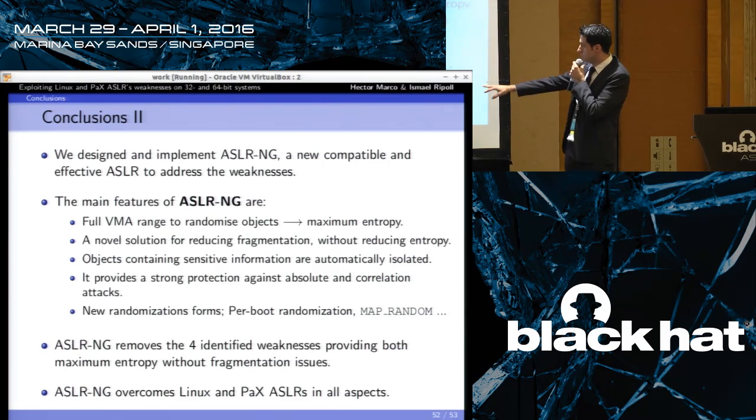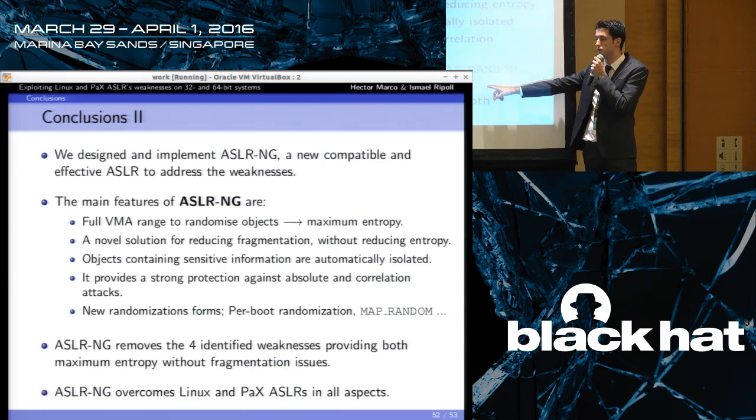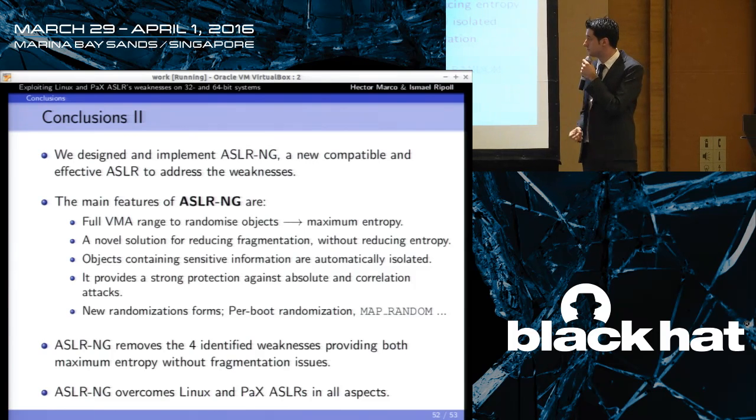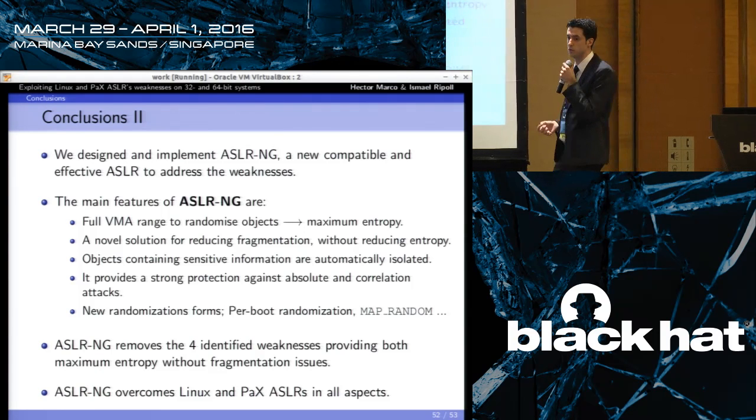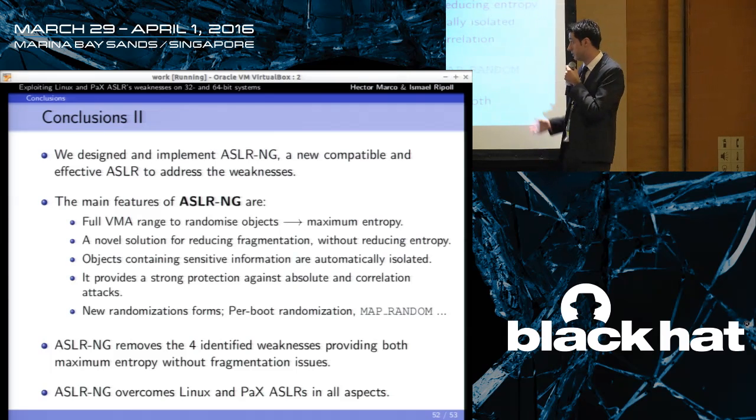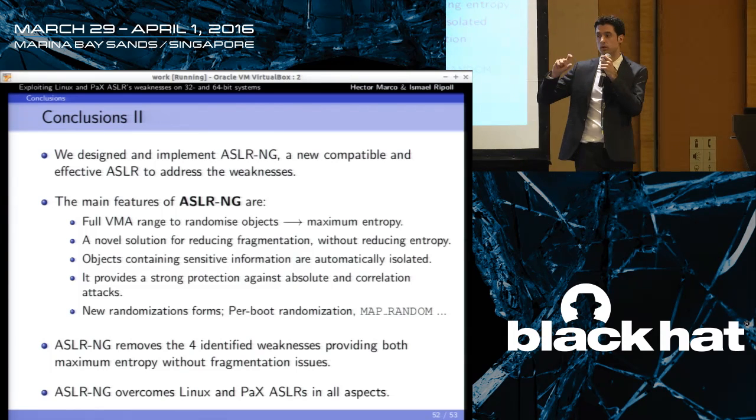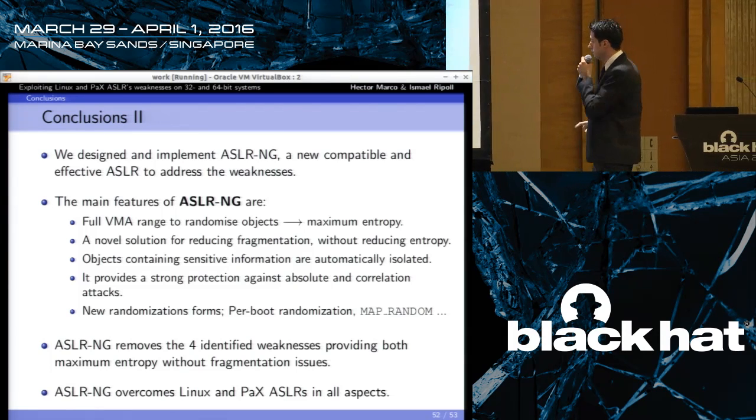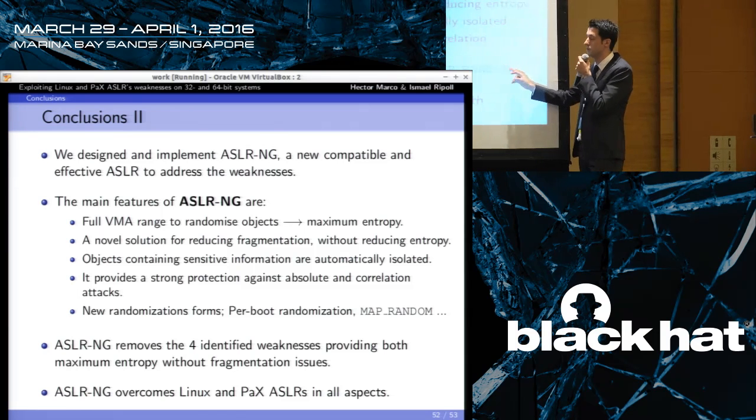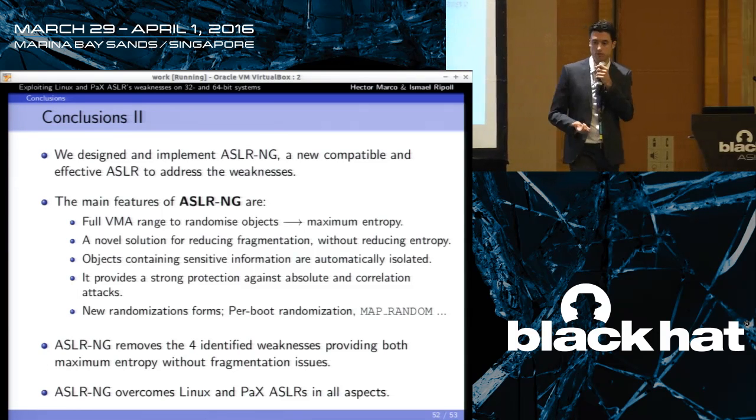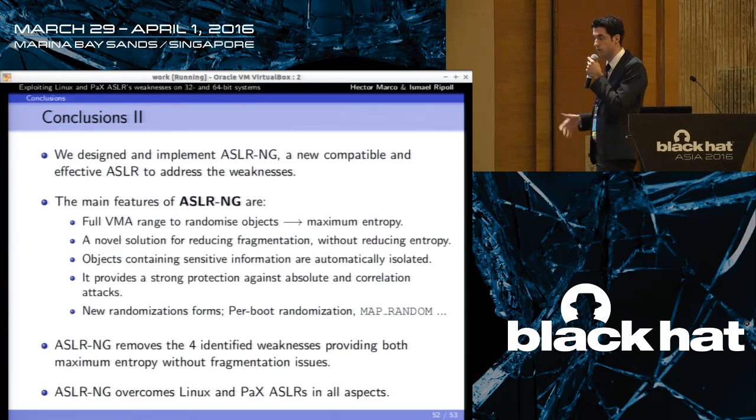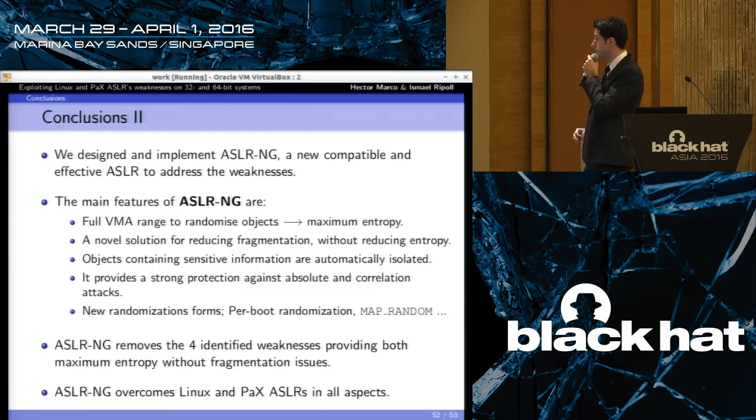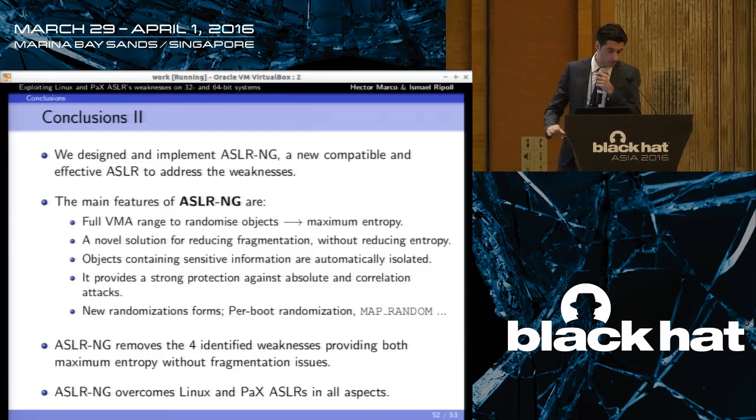Also, there are new randomization forms, like being able to randomize specific maps. It's worth mentioning that Chrome uses its own ASLR to map JIT areas, because they know that and decide to put some areas in another place. So thanks to these new randomization forms, Chrome, for instance, could use it in order to remove all the code to implement their own ASLR. Okay, and that's all.